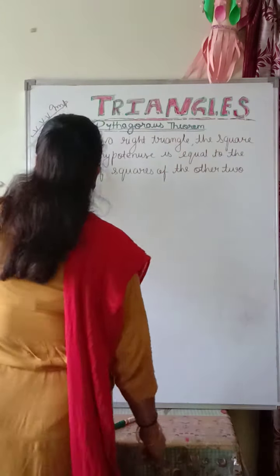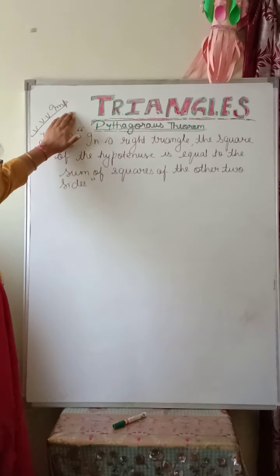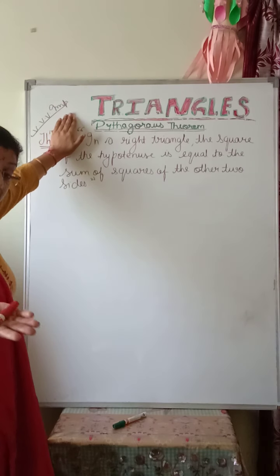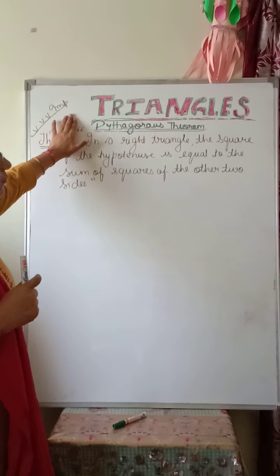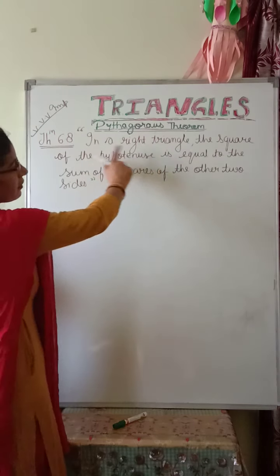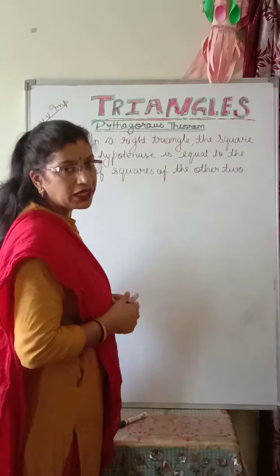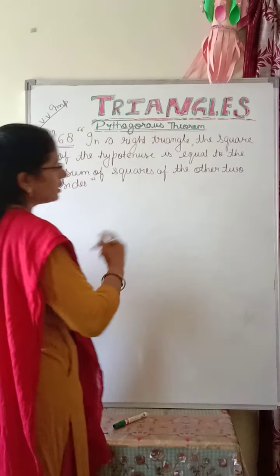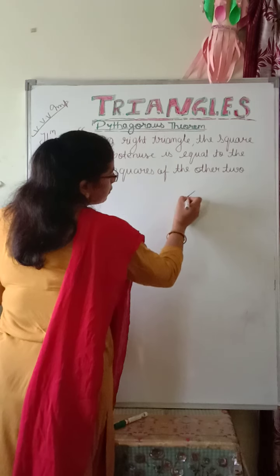So let us start quickly. As indicated here, it can come for proving. So we have to prove it. It is a very important theorem. So what is there in a right triangle? Very first, for Pythagoras theorem, we have to draw the right angle triangle. We will draw it like this.